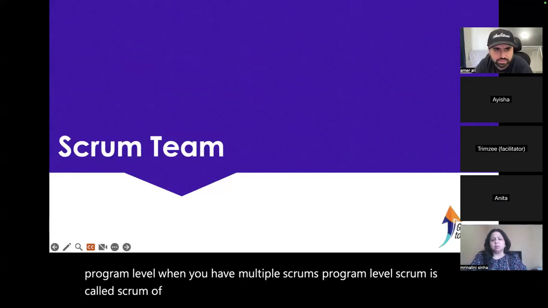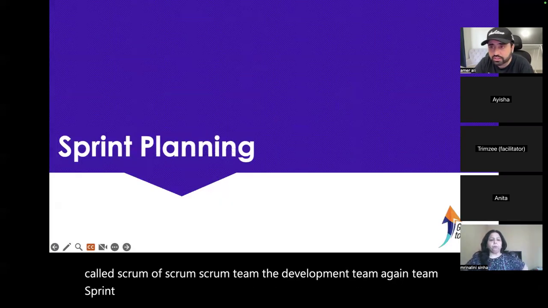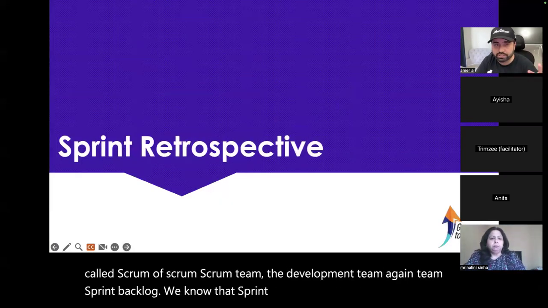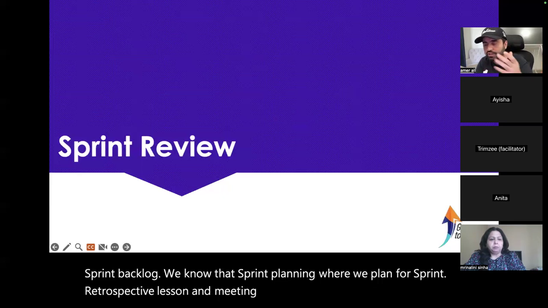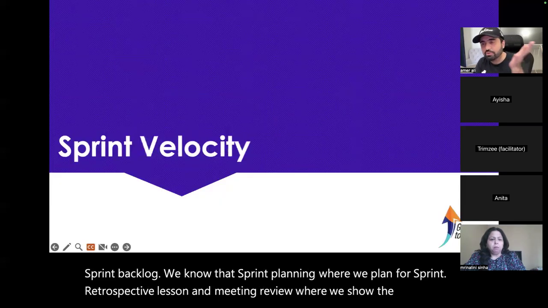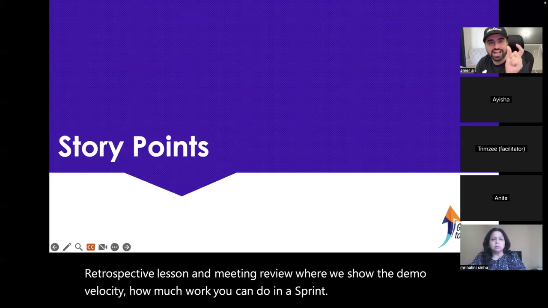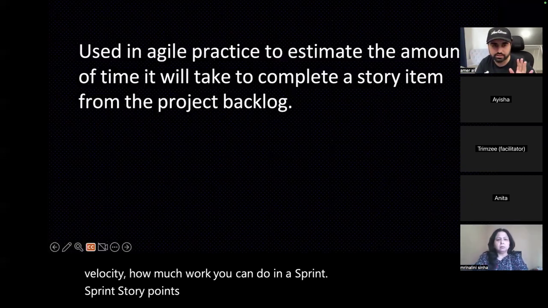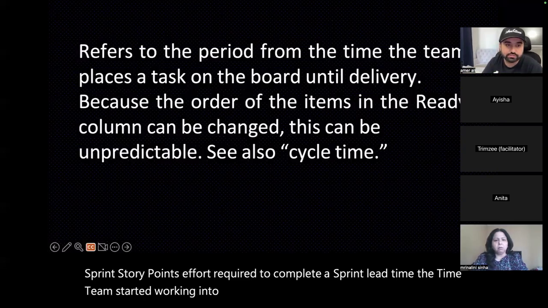Scrum team, the development team. Sprint backlog, we know that. Sprint planning, where we plan for sprint. Retrospective, lesson learned meeting. Review, where we show the demo. Velocity, how much work you can do in a sprint. Sprint story points, effort required to complete a sprint. Lead time, the time teams started working on it and the time it got completed.